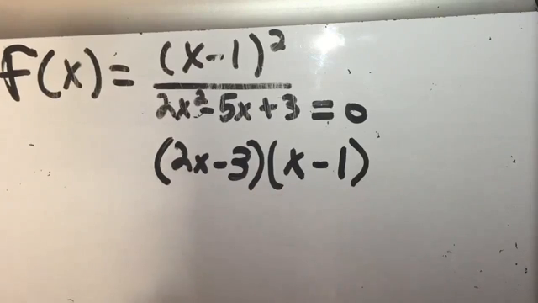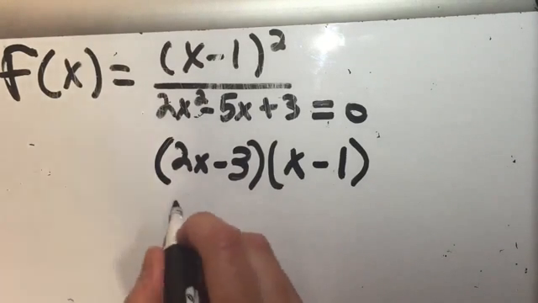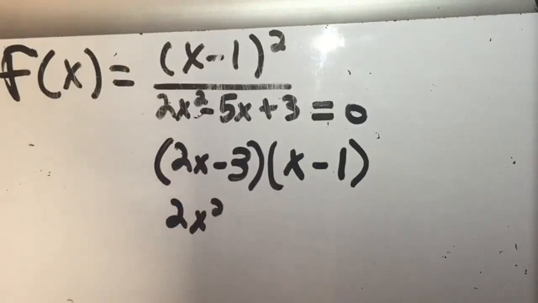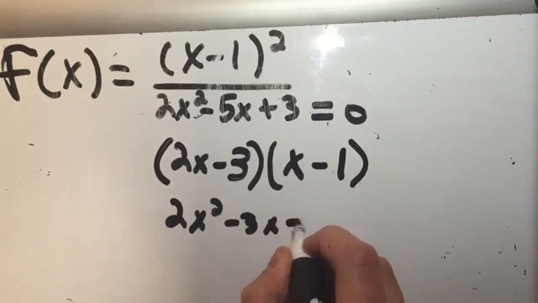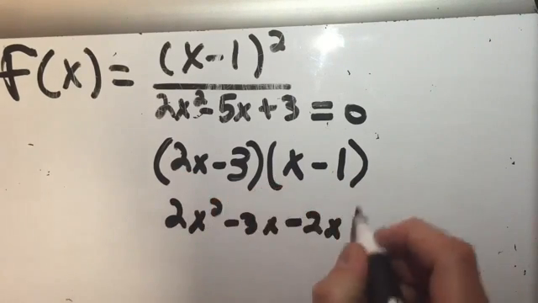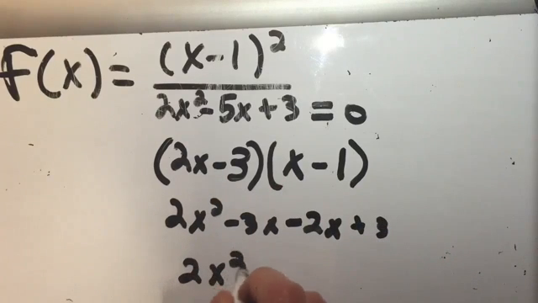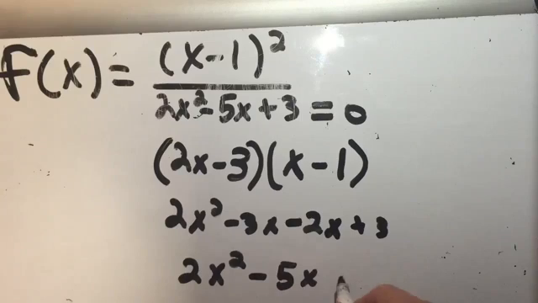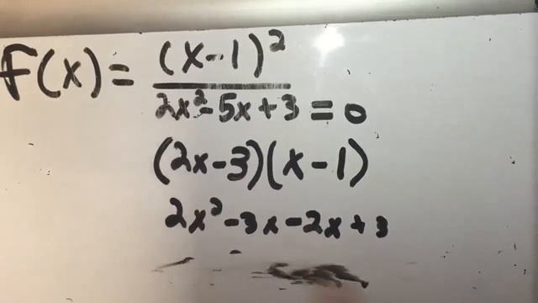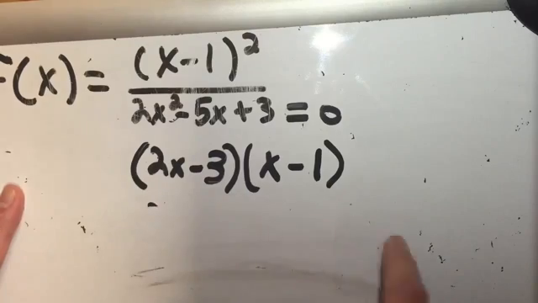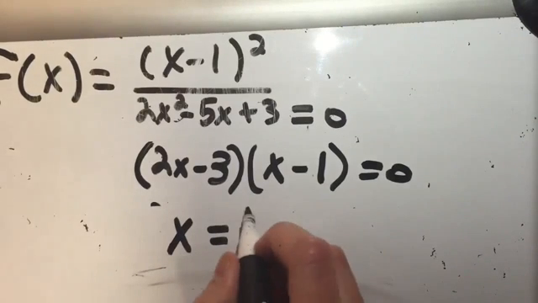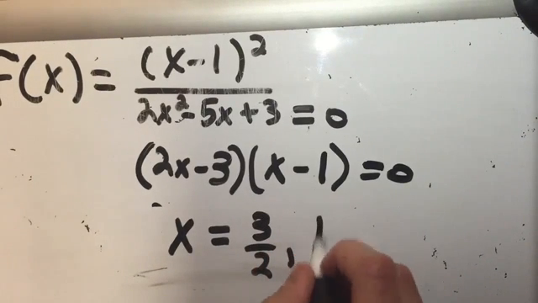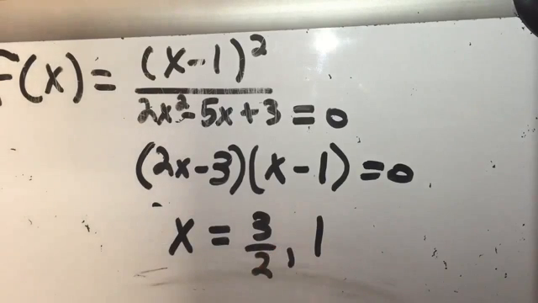The way we can make sure this is correct is by foiling it. So we're going to end up with 2x squared first, inner minus 3x, outer minus 2x, and last plus 3, which of course ends us with 2x squared minus 5x plus 3. So, because these are our factors and they're equal to 0, we're going to end up with x equals 3 over 2 and 1.